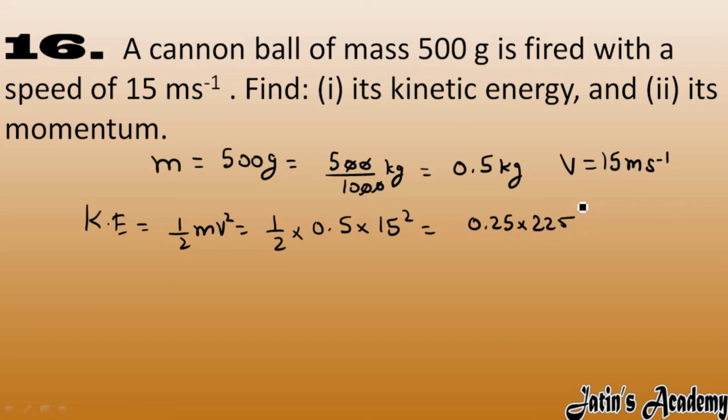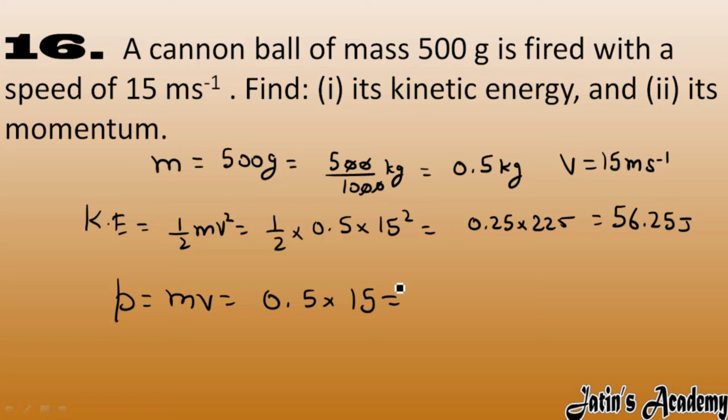So 225 into 0.25, we got it as 56.25 joule. Clear? Now we have to calculate momentum. Momentum we have mass into velocity. Mass 0.5 and velocity we have 15. So 0.5 into 15, we got it as 7.5. And the SI unit of momentum we have kilogram meter per second. Kilogram is mass, meter per second is a velocity.